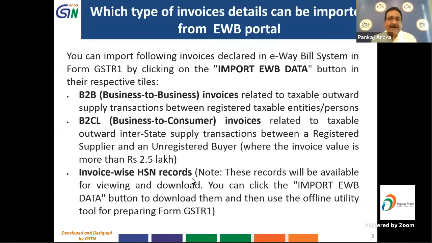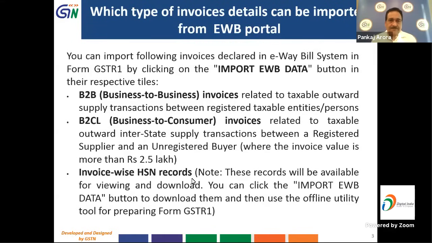So to begin with, I must say that this feature is available for import in three tabs of Form GSTR1. The first is B2B, business to business invoices, which relate to taxable outward supply transactions when the supplier is a registered taxable entity and the receiver is also registered with GST systems. So for B2B transactions, both the supplier and the recipient are registered with GST systems.